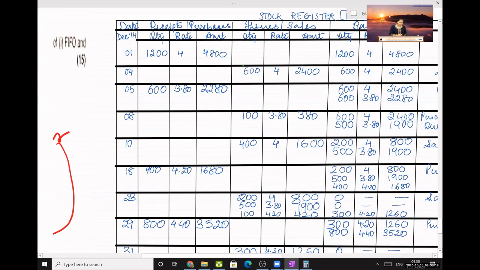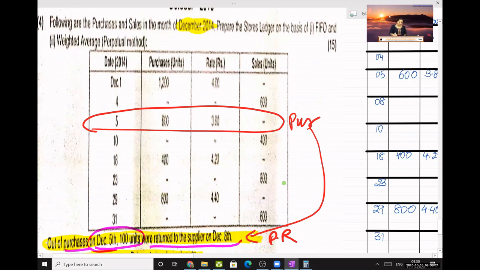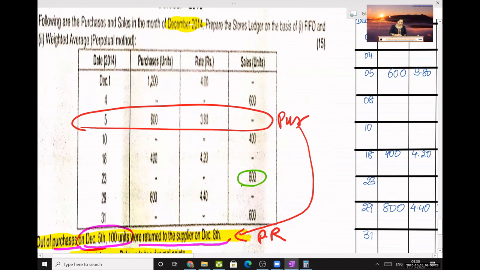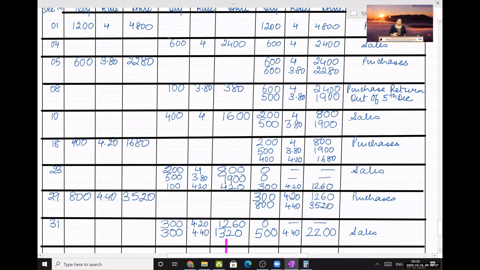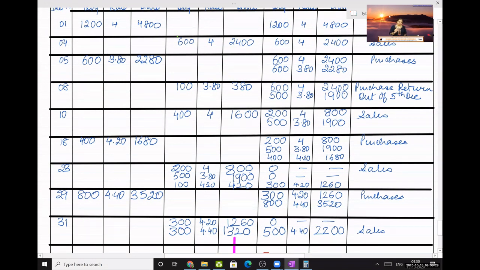Then on the 23rd there is a sale of 800 units. Okay, so we are following FIFO. How much do we have to sell? 800 units. So first 200 units, right? Rate is 4. So this stock will become 0. 200 minus 200, 0. So the stock is finished.